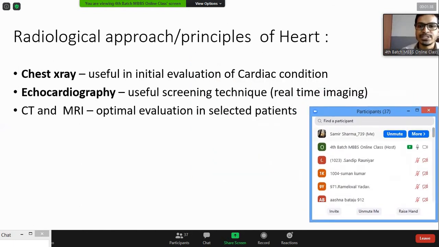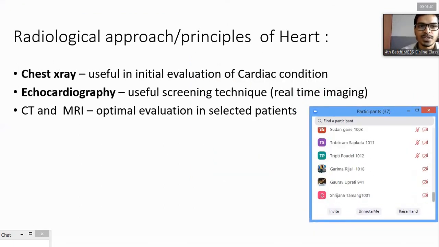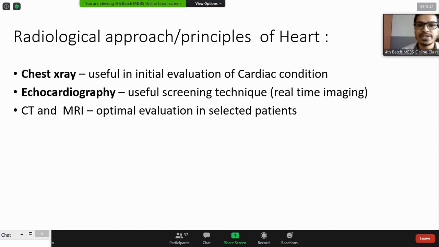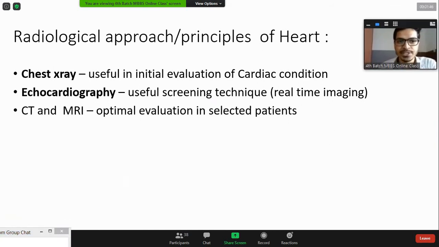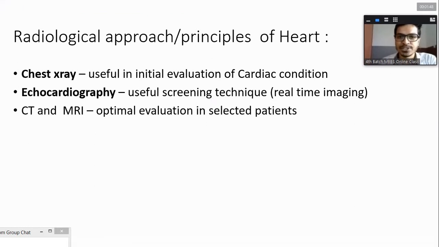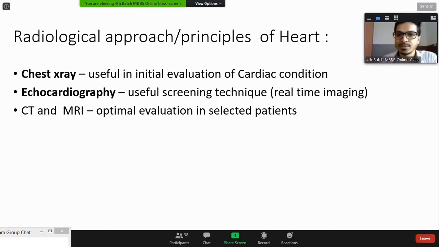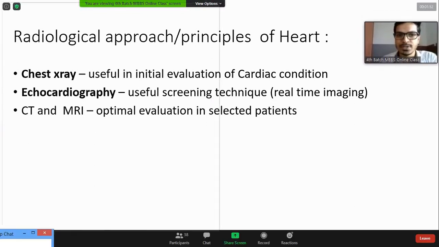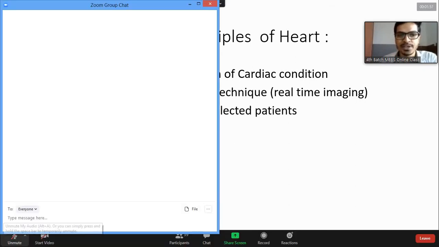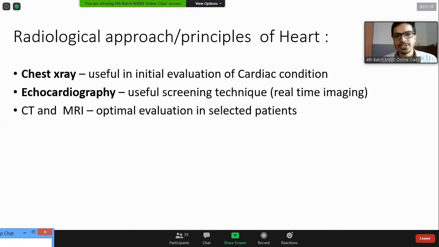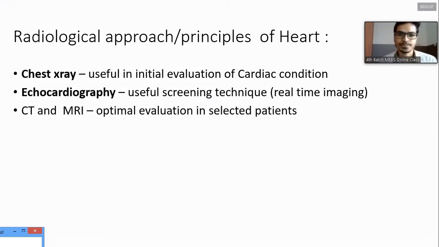Radiological approach and principles of the heart. Chest X-ray is the initial evaluation of cardiac condition. Next is echocardiography. This is a useful screening technique, and it is mainly important for real-time imaging of the heart. Other investigations are also there: CT and MRI. These are only for special purposes.